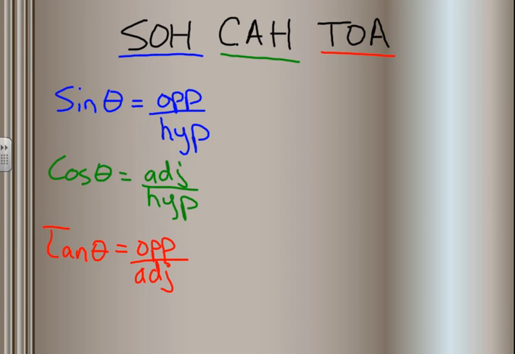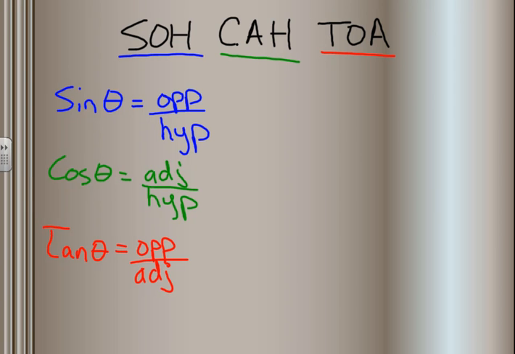You can see that if you look at this, sine is opposite over hypotenuse. There's our O, there's our H. Cos is adjacent over hypotenuse. There's our A, there's our H. Tan is opposite over adjacent. There's our O, there's our A. So those ones are fairly easy to do. Where it gets tricky is when you start looking at secant, cosecant, and cotangent.